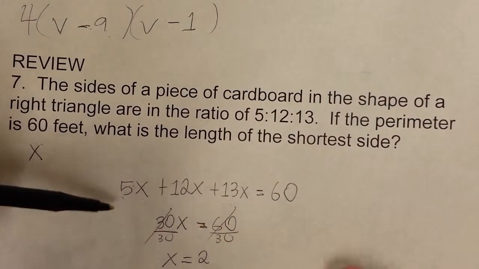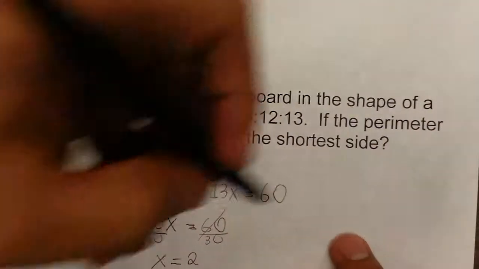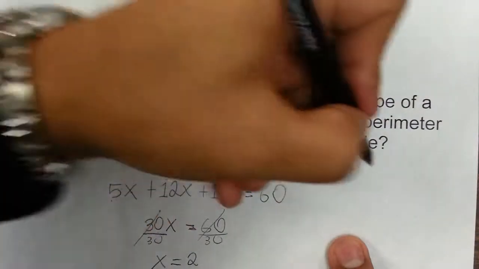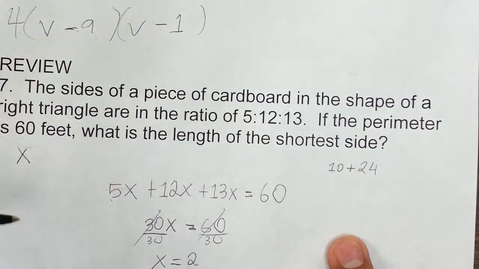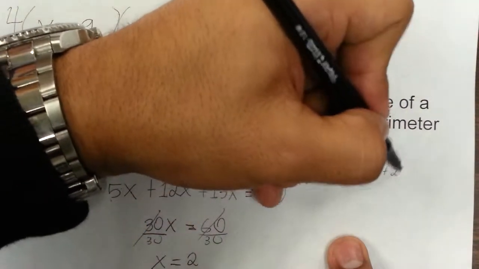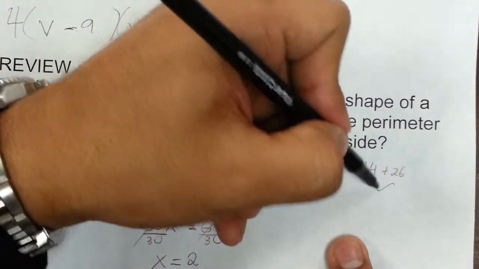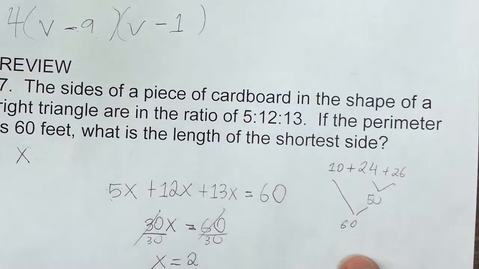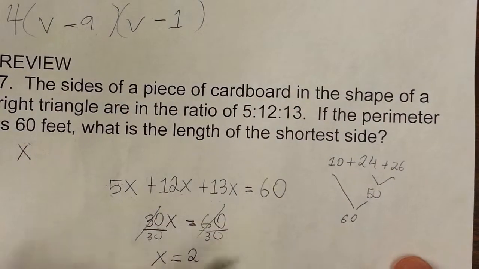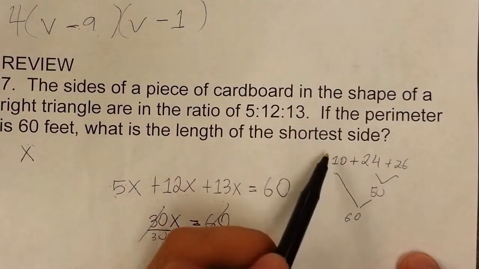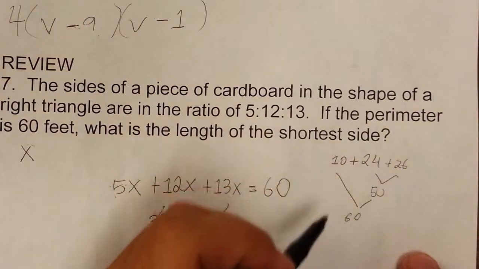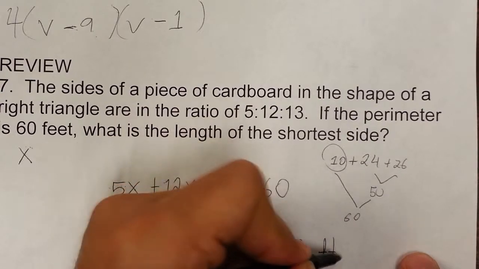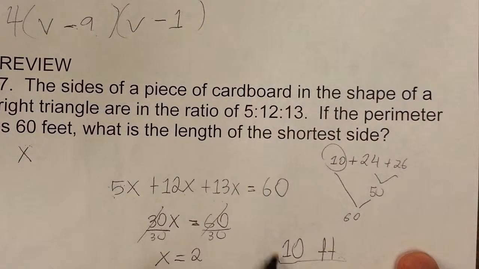So now we can verify. If we've got 5 times 2, that makes 10, plus 12 times 2 would make 24, plus 13 times 2 would make 26. 24 plus 26 makes 50, and then 50 plus 10 makes 60. So yes, our perimeter works. Our scale factor is 2. So in this case, our shortest side would be 10. So 10 feet is the length of the shortest side.